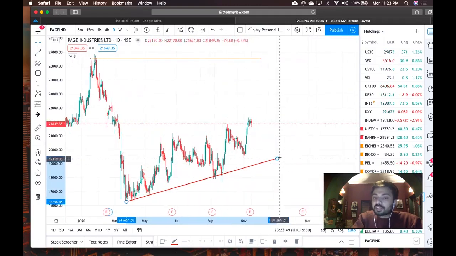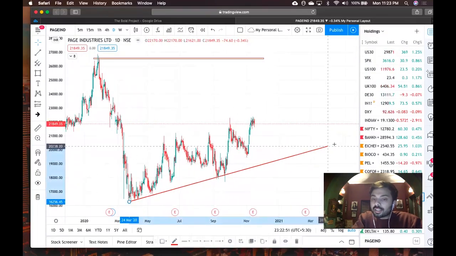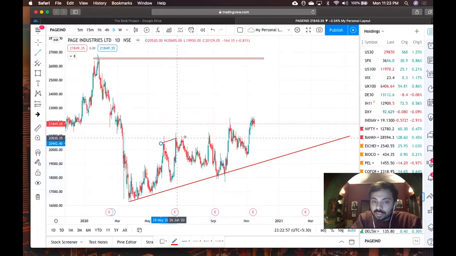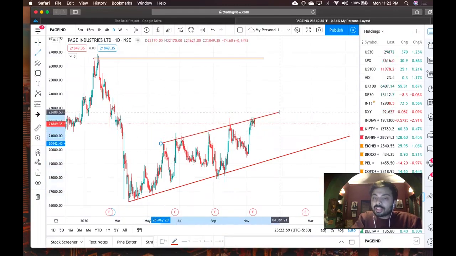So Page Industries is expected to move in this direction in the long run. It is expected to follow this path. On the resistance side, can you see if I join these two highs, automatically everything acts. We are moving in this range.